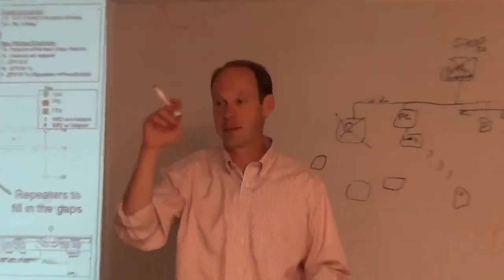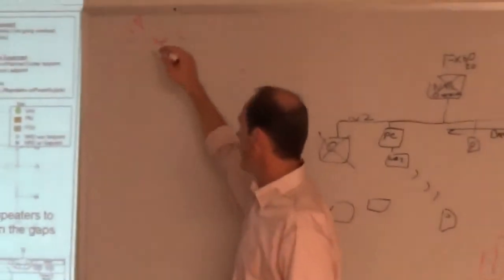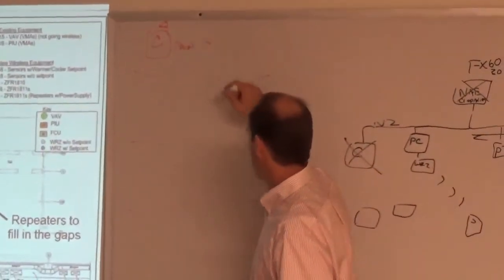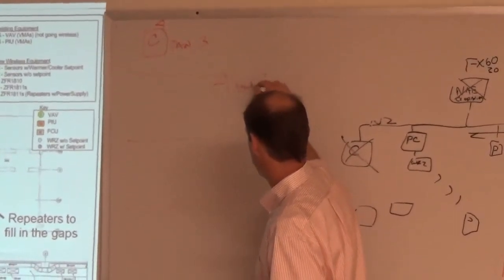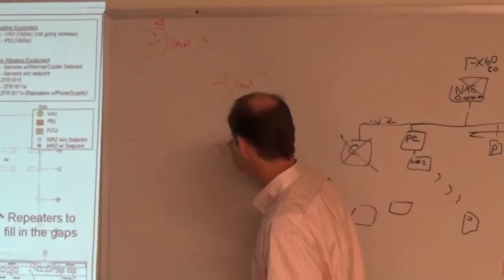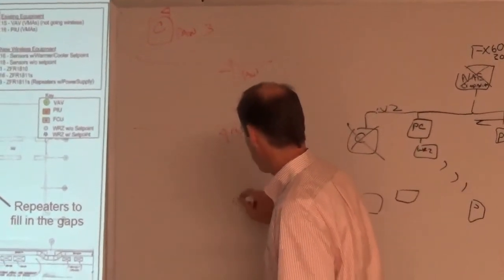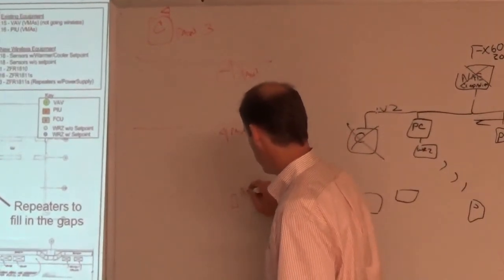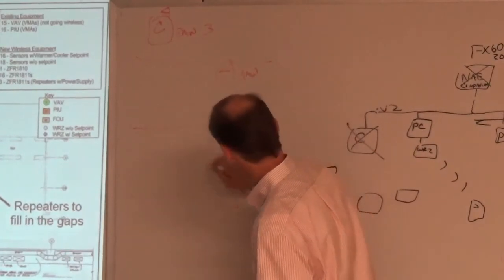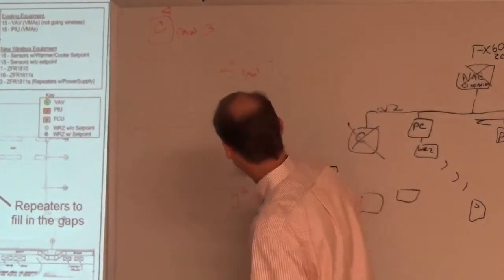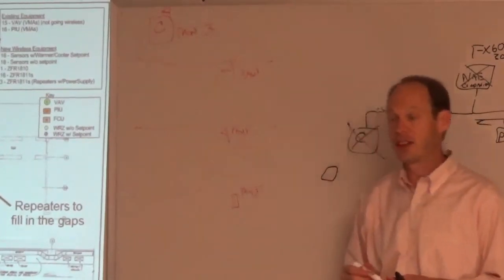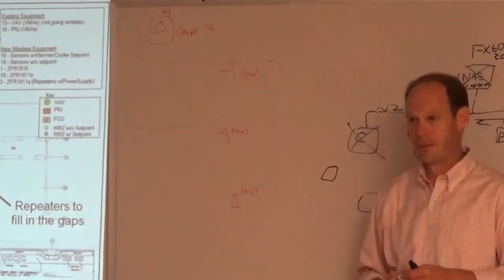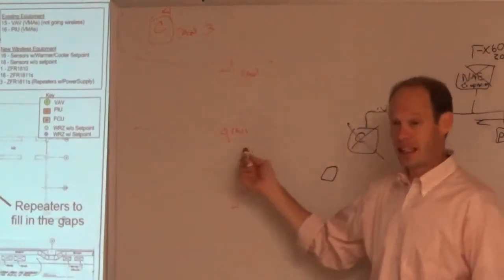If you take a look at the flag, it's got dip switches on it to set the pan, right? And so this guy is pan 3. I can put a flag here, that's pan 3. And I can put a flag here, that's pan 3. And I can put a sensor right here, that's pan 3. And as long as this circle and this circle are overlapping, I can do the communication that way. Okay? But that's kind of a bad scenario.